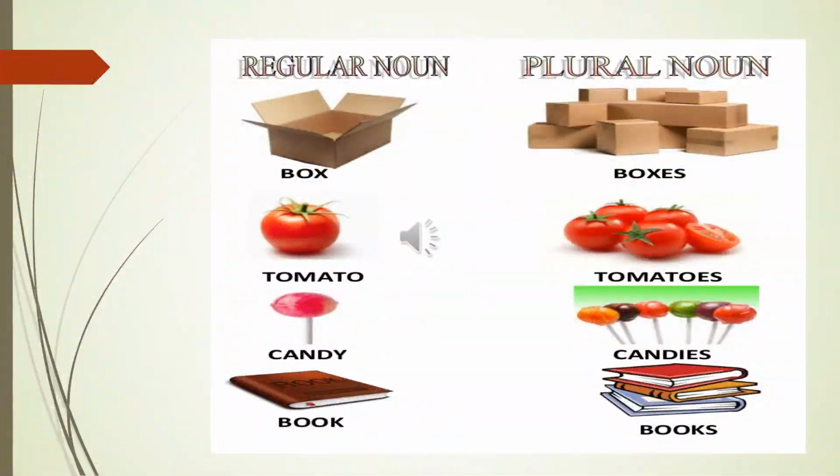Now, what are these, students? These are regular nouns on the left and plural nouns on the right. When we talk about regular nouns, the names are box, tomato, candy and book. But when we convert these regular nouns into many or plural nouns, the spelling changes and box becomes boxes, tomato becomes tomatoes, candy becomes candies and book becomes books.